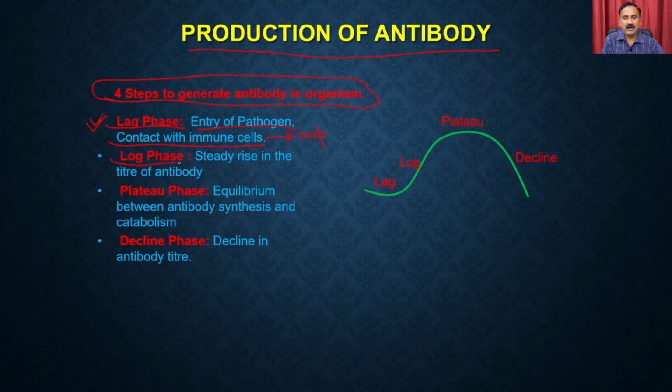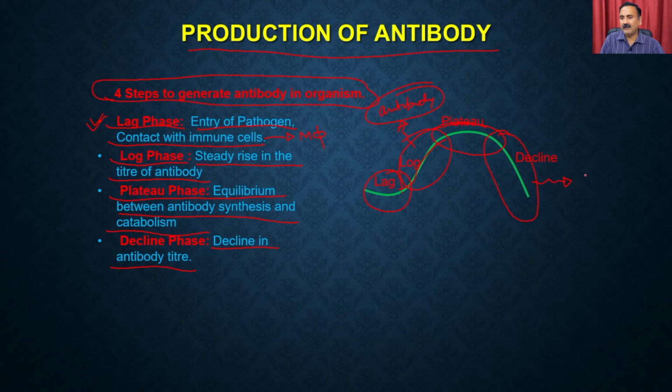Then it is going to have the log phase. During the log phase, there will be a steady rise in the titer of the antibody, which means at this stage there will be a production of the antibodies, and that antibody production is going to be very fast. And then it is going to have the plateau stage, where the equilibrium of the antibody synthesis and catabolism is going to be achieved, and then it is going to have the decline phase, where the antibody titer is going to go down.